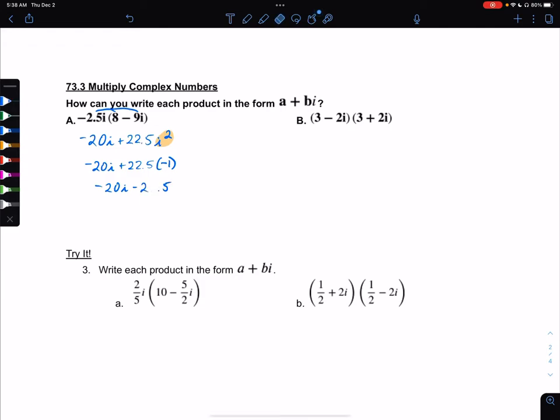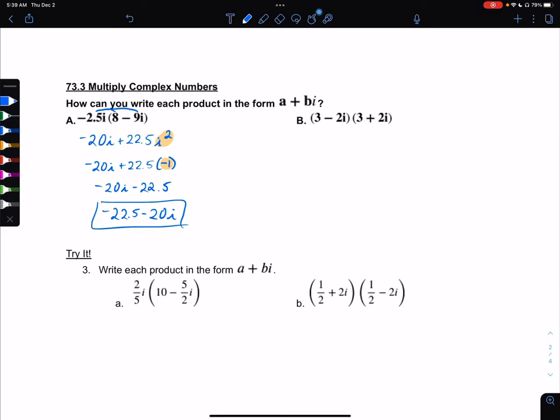Let's fix that too. Unlike terms, we cannot combine negative 20i and negative 22.5. However, they do want us to write this in a plus bi, so our complex number form. So we want to rewrite this as negative 22.5 minus 20i. And that will be our solution. So the new piece is that i squared. Anytime we have i squared, we want to change that to a negative 1.